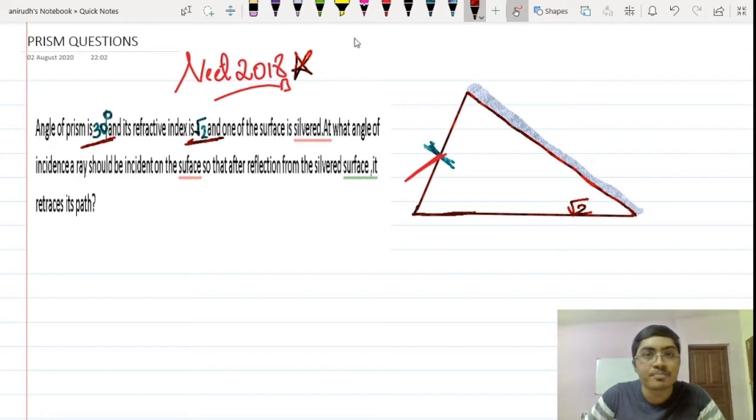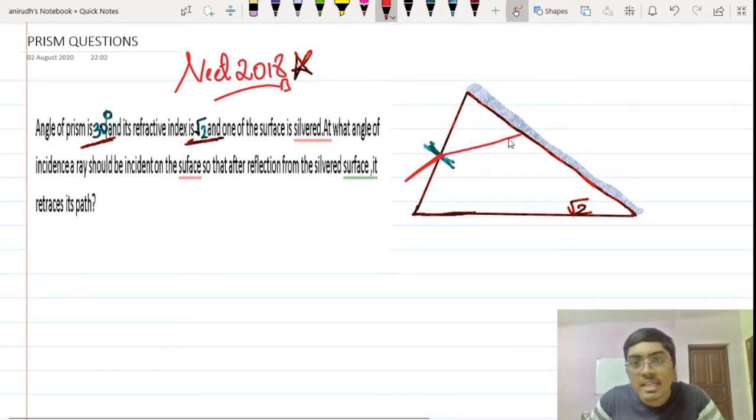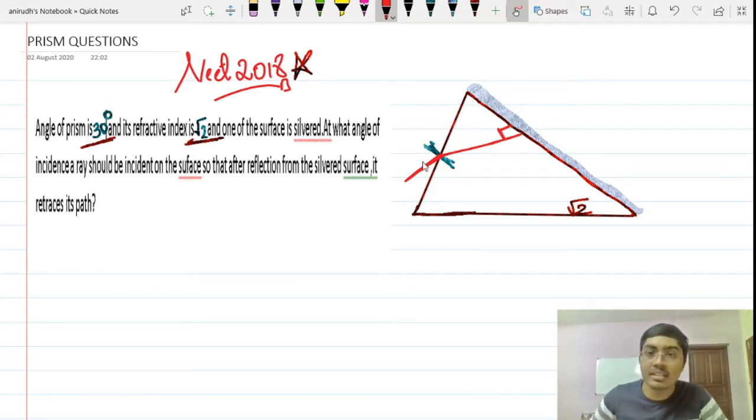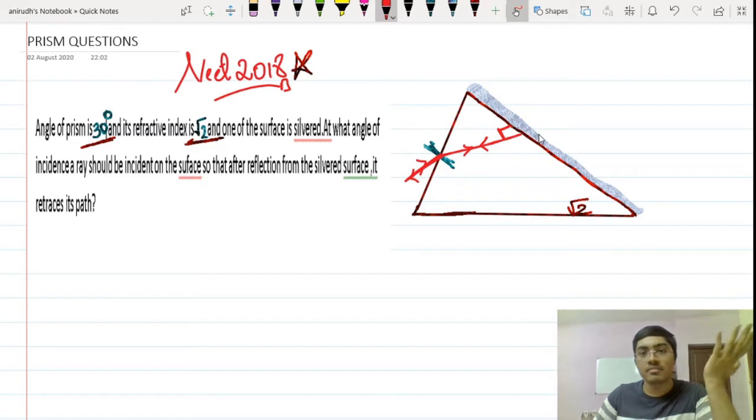So how will I do that? If this is my ray, then I'll have to make it fall at an angle of 90 degree with the plane mirror, this particular silver surface. If this is the direction of the incident ray, then after hitting here, since it is 90 degree, it will come back and go in this particular way. So this is the condition. Everything that we are supposed to know is there with us.